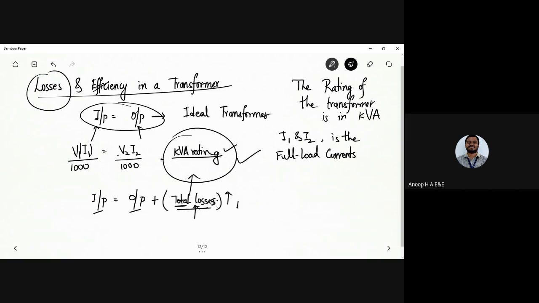Now, if I want to further classify this total loss, I can divide it into two subdivisions. Can anyone tell me what they are?